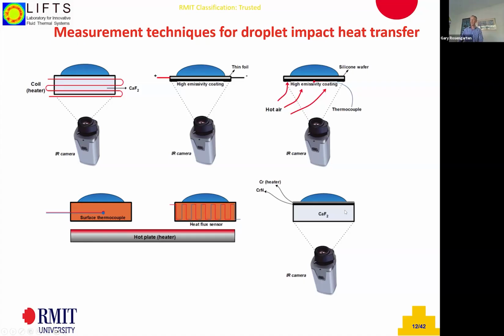Finally, and this is what is done at Darmstadt a lot, you have a substrate with a thin chromium nitride, which is a high emissivity coating, and a thin film chromium heater, which actually is quite accurate. And you eliminate the problems associated with looking into a semi-transparent material.